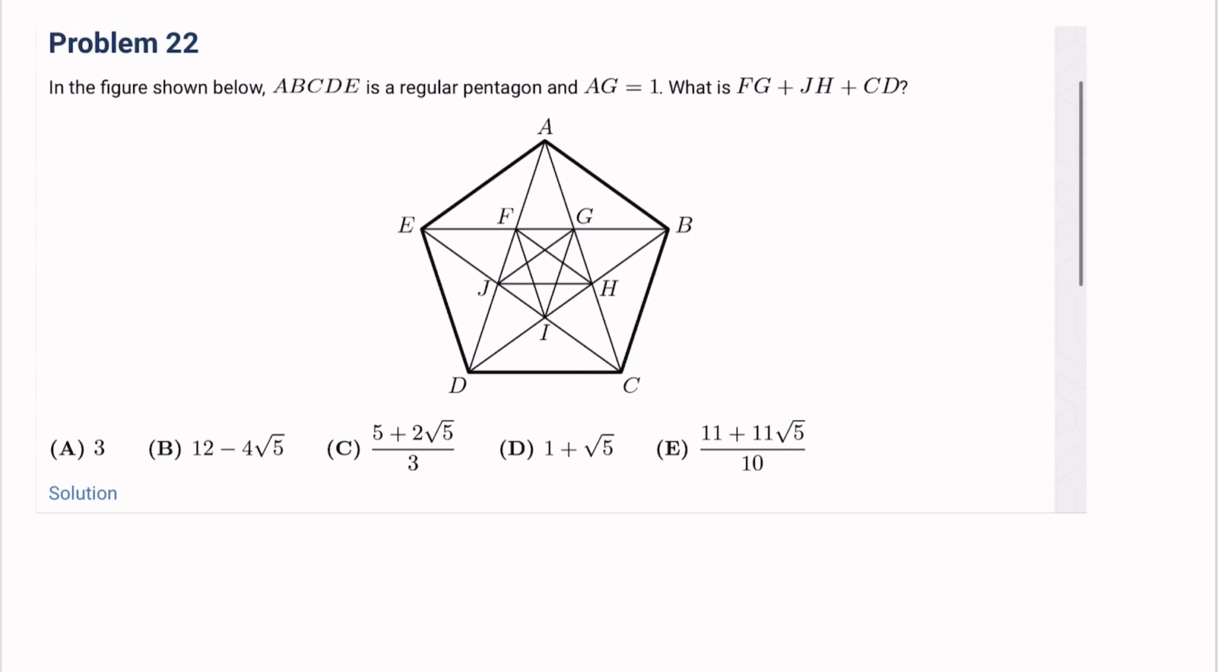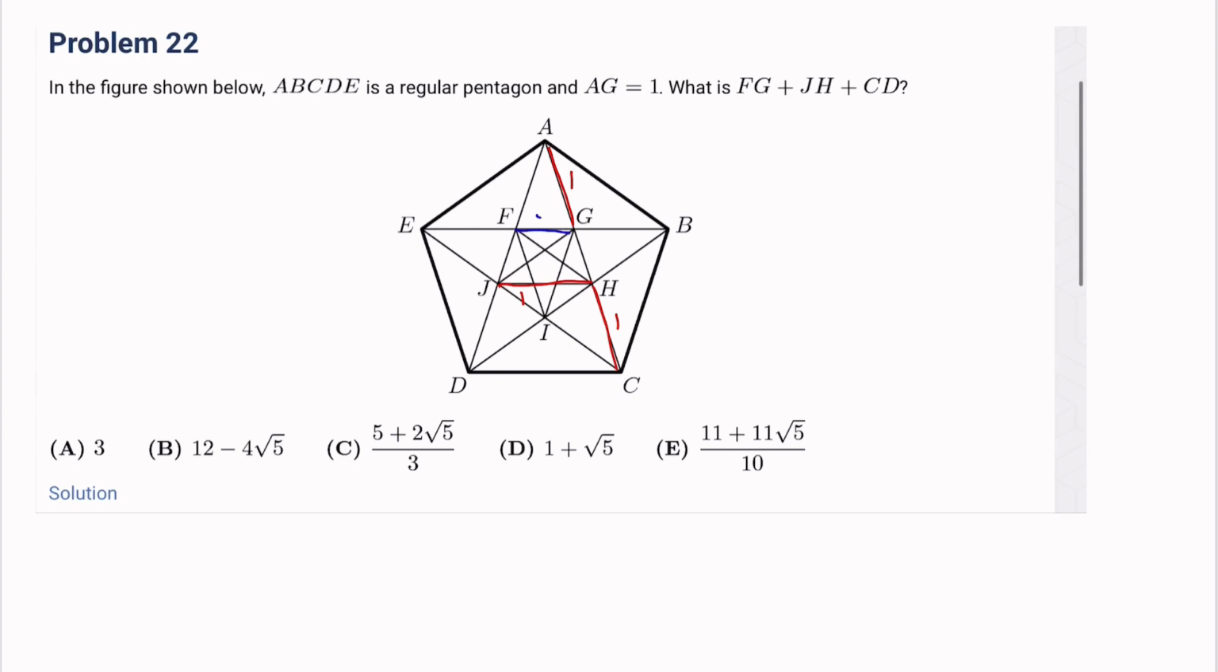Problem number 22. In the figure shown below, ABCDE is a regular pentagon and AG equals 1. What is FG plus JH plus CD? Okay, so since AG equals 1, this is 1, right? And since AG is 1, this is also 1. JH, it's also 1 because they're all the same length, right? And FG plus JH plus CD, then all we need to know is FG, right?